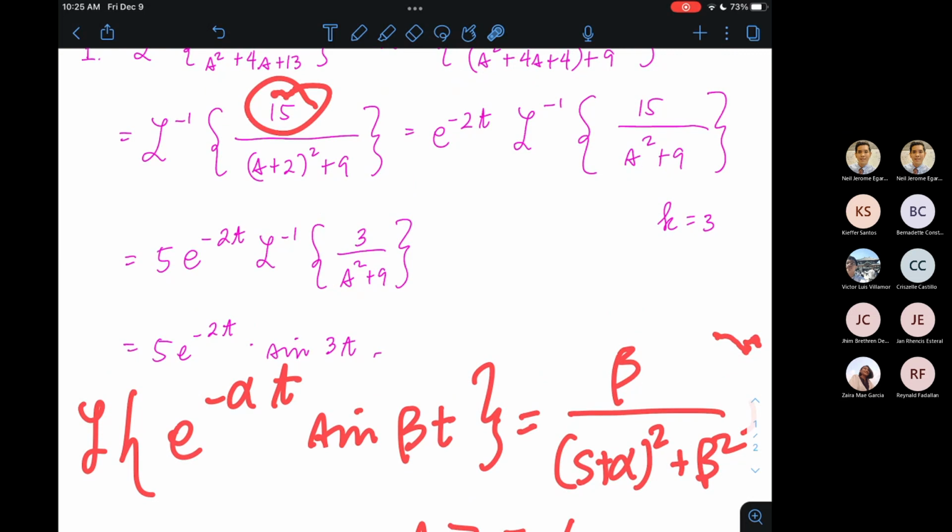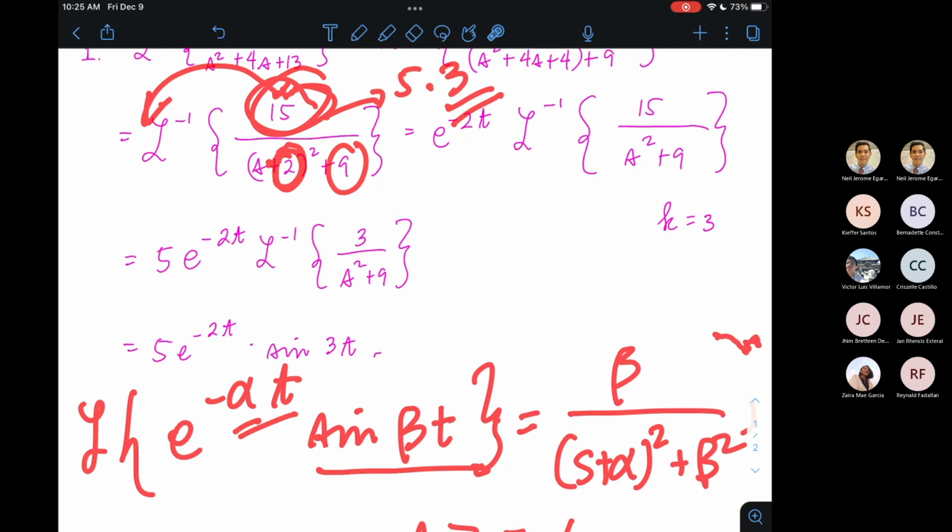Actually, hindi pala kagad, no? Kailangan nyo munang i-factor out talaga to as 5 and 3 para yung beta, alam nyo, ay equal kay 3 kasi dapat ito ay beta squared. Tapos yung alpha ay 2. So magkakaroon ka ng negative 2t times sine 3t. Tapos yung leftover na 5 sa labas.